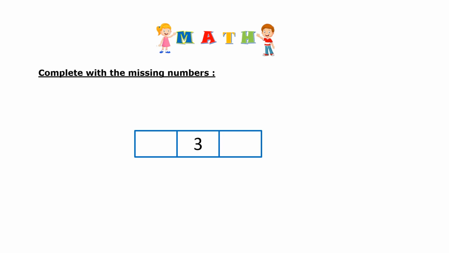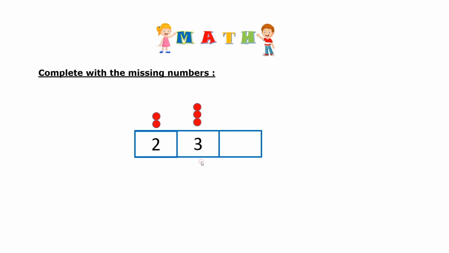If the question says complete with the missing numbers, here we have the 3. What do we have before 3? It's like we have 3 marbles and we want to remove one. So we have now 2. So before 3, it's 2.